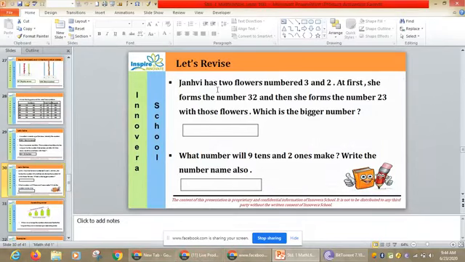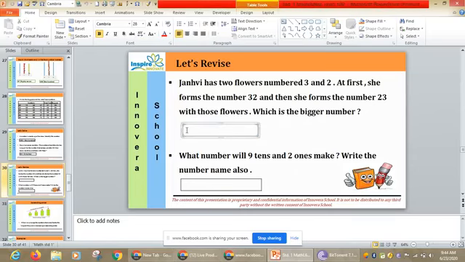Okay, as we were doing, Janvi has two flowers numbered 3 and 2. At first she forms the number 32. So पहले उसने एक नंबर बनाया 32, and then she forms the number 23 with those flowers. Which is the bigger number?